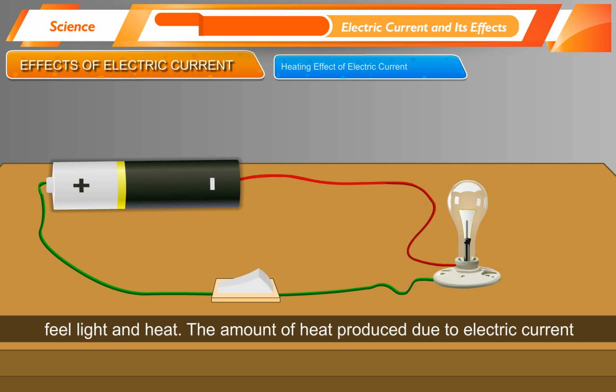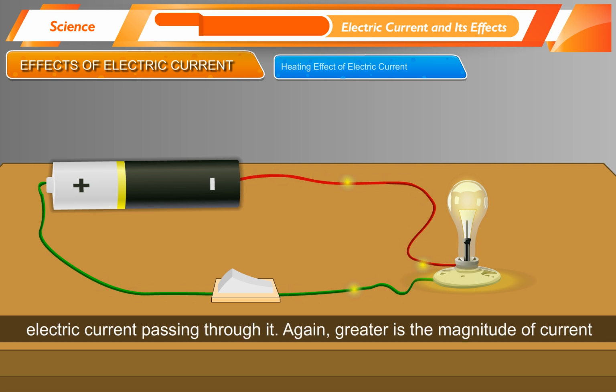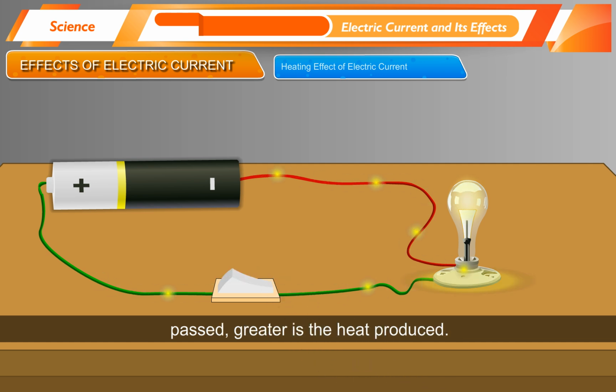The amount of heat produced due to electric current depends not only on the material of the conductor, but also on the magnitude of electric current passing through it. Again, greater the magnitude of current passed, greater is the heat produced.